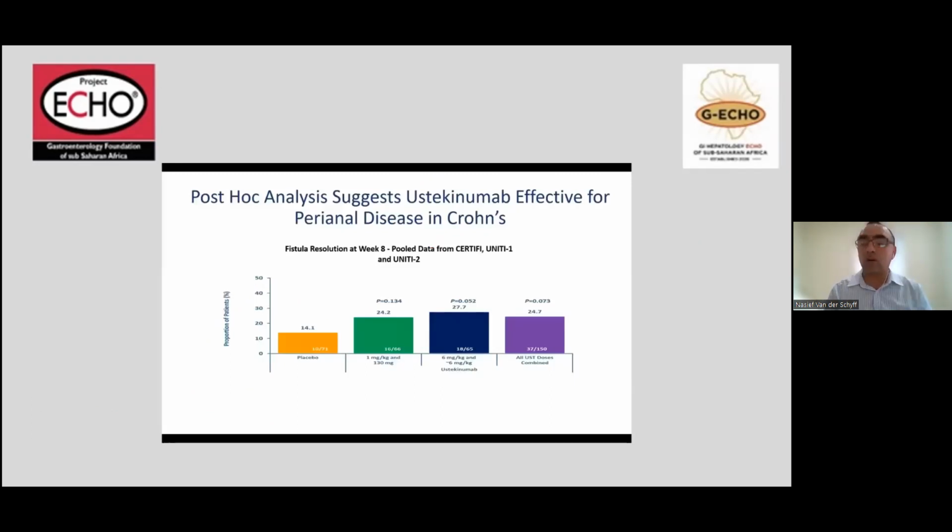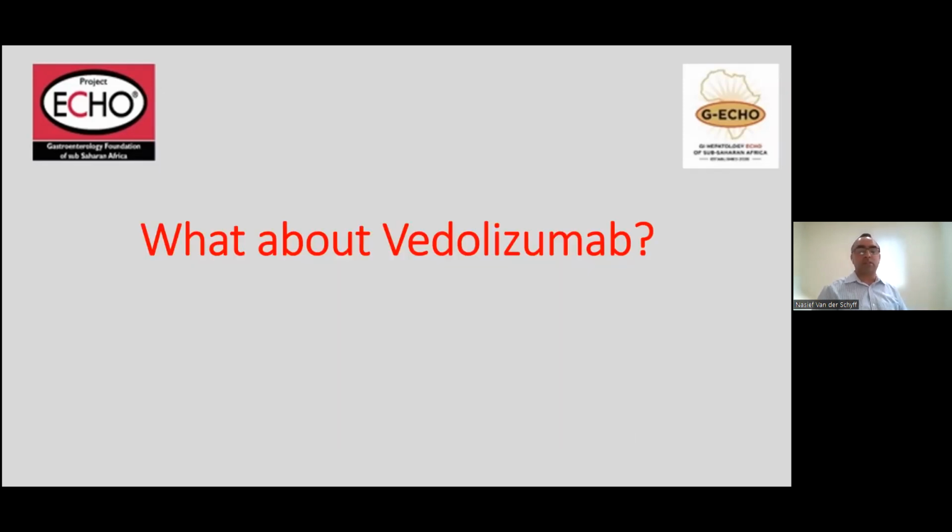In terms of other biologics that we have available, there's limited data on ustekinumab. We're currently awaiting the outcome of a randomized control trial. But ustekinumab has been shown to be beneficial in a retrospective review using post-hoc analysis, with a benefit in 20 to 30% of patients. What about vedolizumab?